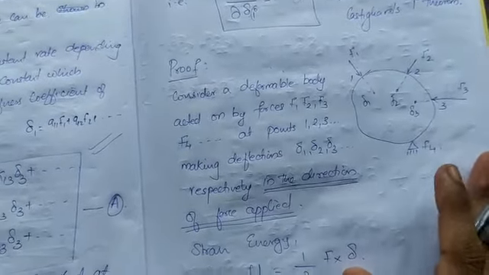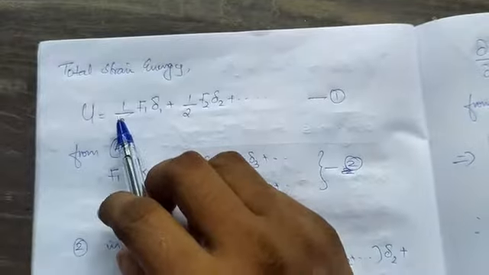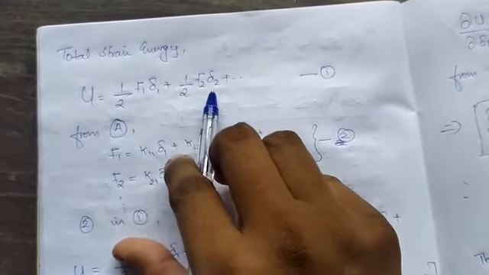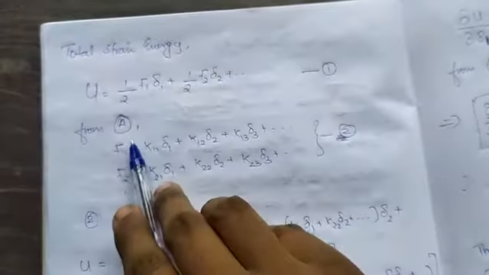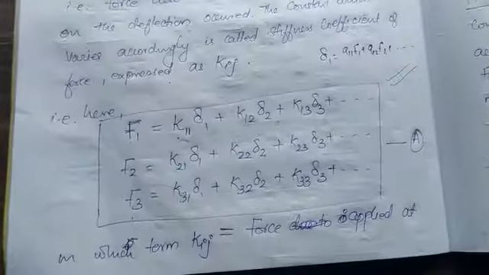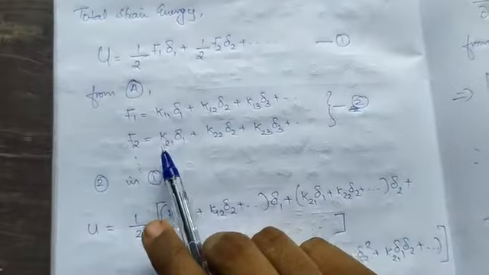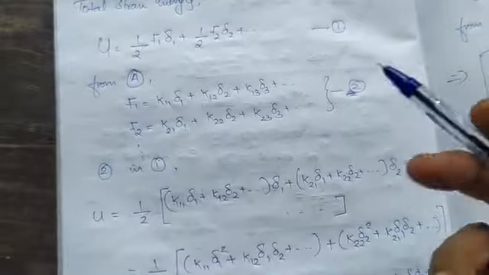So you know that strain energy U is equal to 1 by 2 F1 delta 1. Total strain energy is given as 1 by 2 F1 delta 1 plus 1 by 2 F2 delta 2 plus 1 by 2 F3 delta 3 plus etc. Now from this equation we know that F1 is K11 delta 1 plus K12 delta 2 plus etc. Substitute it for F2 also, you will get this equation, and similarly you can substitute it for F3 also.